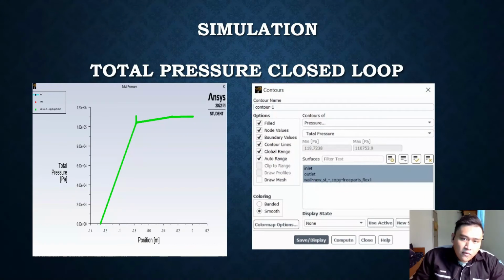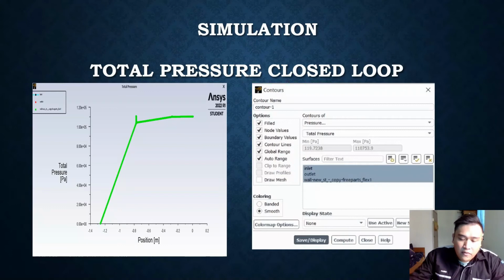As you can see from our slide, the first slide is about total pressure in closed loop. From the left side, you can see the total pressure based on the graph. It starts from below and goes up to the highest pressure, which is 10752.9 Pascal, and the minimum pressure we get is 119.7238.